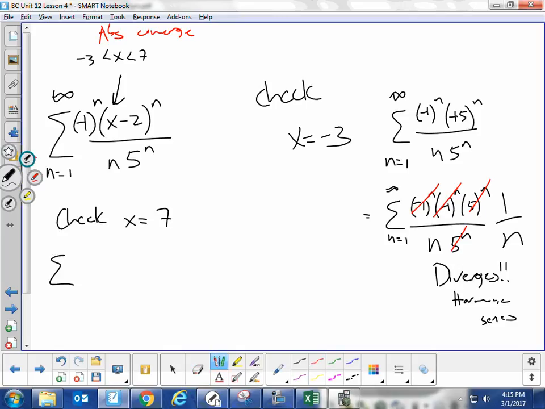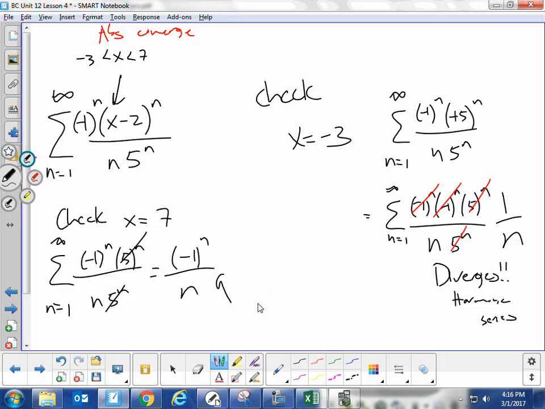So if I check 7, I have n equals 1 to infinity of -1 to the n times 5 to the n over n times 5 to the n. These will cancel, giving me -1 to the n over n. This is an alternating series. It's the alternating harmonic. This converges.